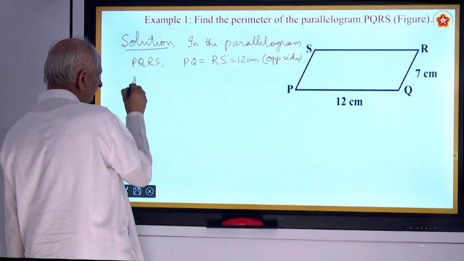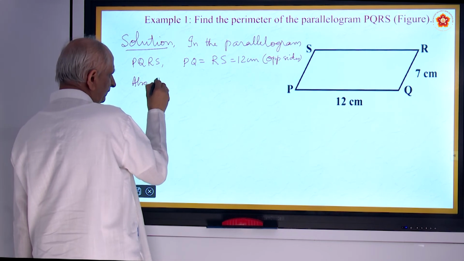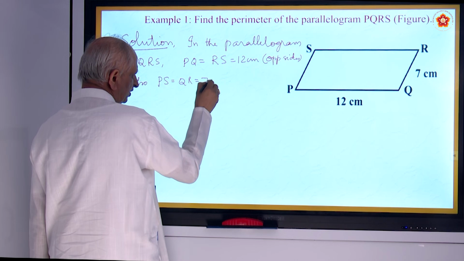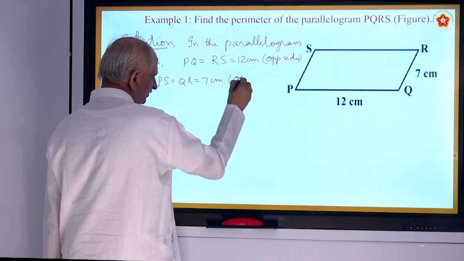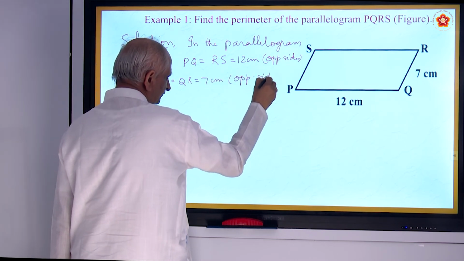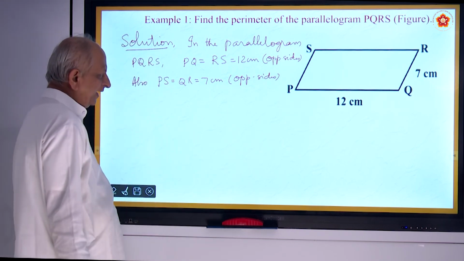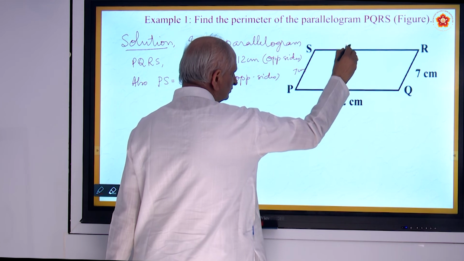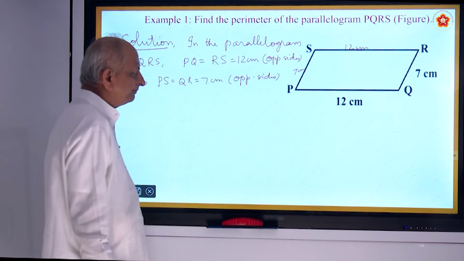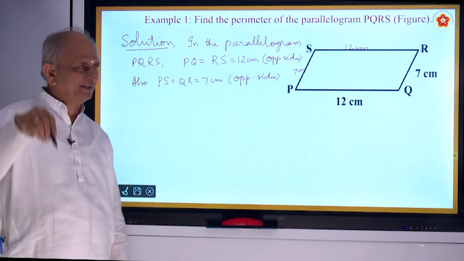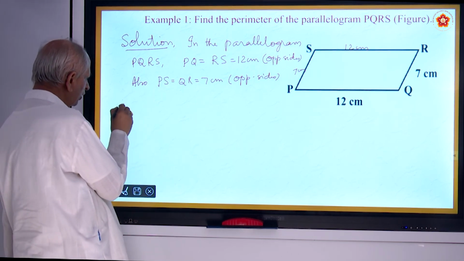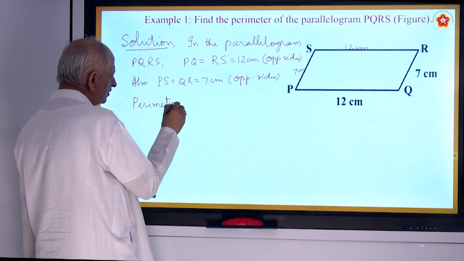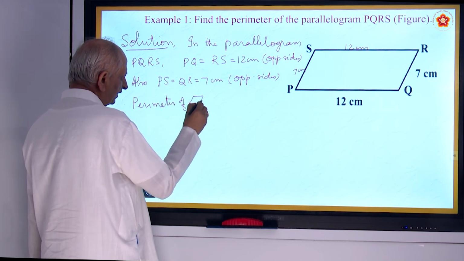Also, what other pair? PS is equal to QR is equal to 7 centimeters. They are also opposite sides of a parallelogram. Now, if you add all that, so this is 7, this is 12. What do you mean by perimeter? Perimeter means sum of all the sides. Therefore, perimeter of the parallelogram, I can write like this also.